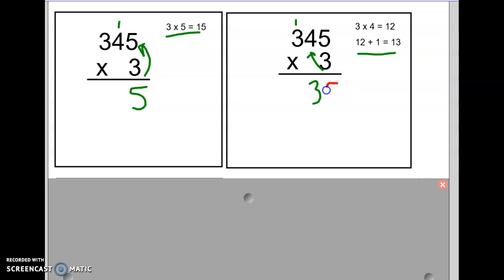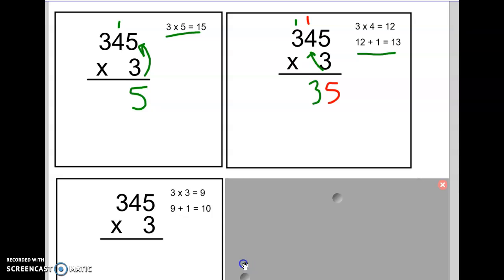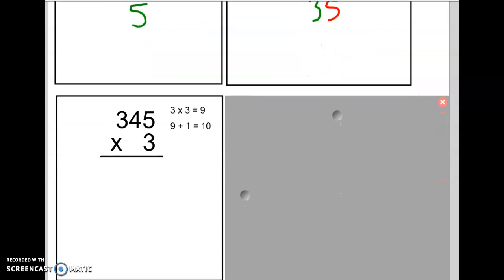Okay, I should have recopied what we had from before. So I'm going to do that for you. Now, last step, again, I'm going to recopy what we had from before.